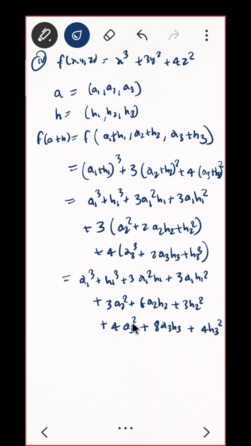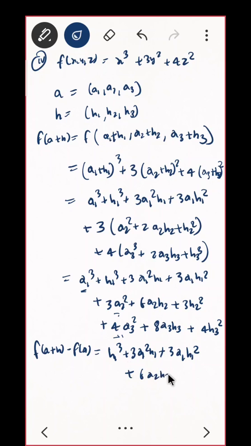Is that okay? So this is what you have, f of a plus h. What is the next thing? You need to find f of a plus h minus f of a. Can you quickly tell me what that will be? What will f of a be? It will be just e1 cube plus 3 e2 square plus 4 e3 square. So these three get subtracted, you can see? You will have only h1 cube plus 3 e1 square h1 plus 3 e1 h1 square, and here plus 6 e2 h2 plus 3 h2 square, and what is the next thing? Plus 8 e3 h3 plus 4 h3 square.